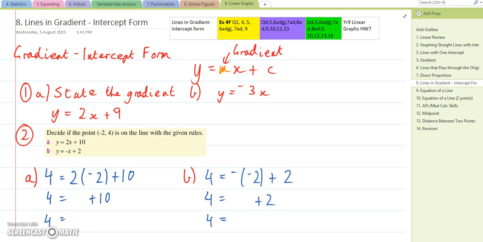So for y equals 2x plus 9, the gradient is simply 2. And for part b here, y equals negative 3x, the gradient is negative 3. So it's always the coefficient of x, the number that is being multiplied by x, that is your gradient for linear equations.